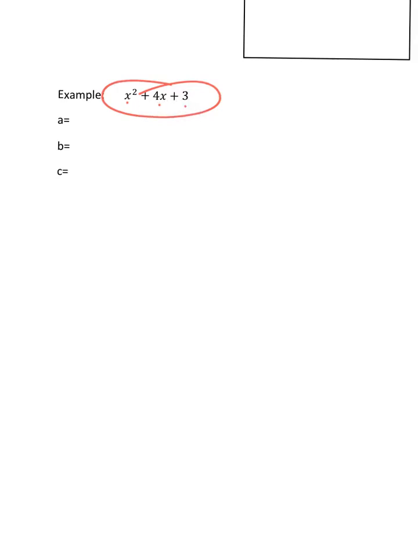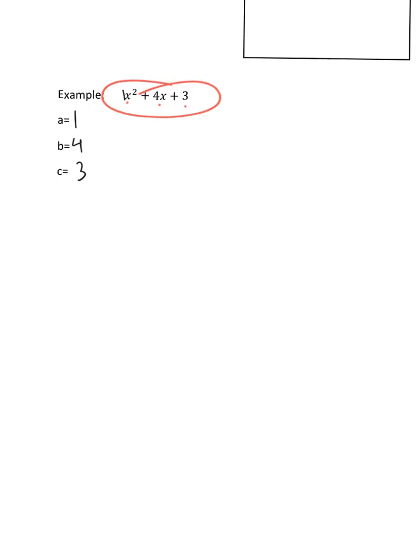So this is called a trinomial. This has 3 terms. My A value is 1, my B value is 4, and my C value is 3. So to factor this, I'm going to use the box method, or you can use the same double distribution. I'm going to do it both ways, and you can pick whichever one you like.